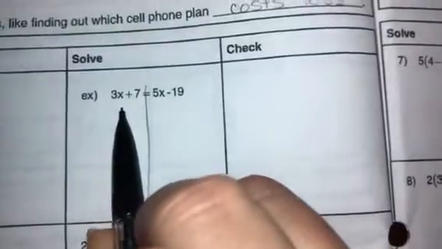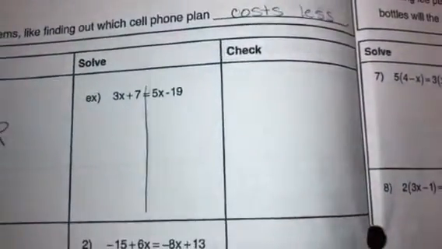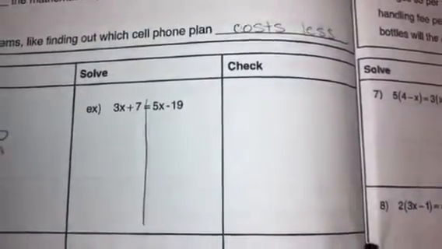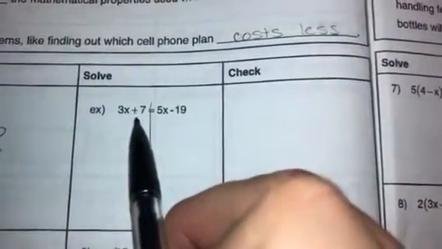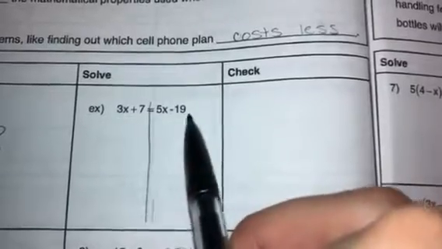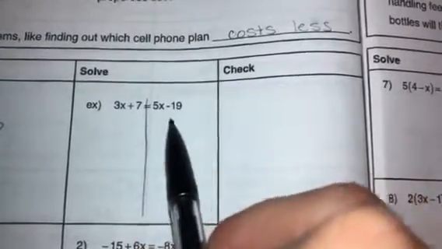And so I'm going to draw my line, and I'm going to look on each side to see if there's any distribution or combining like terms that could occur. And so I'm looking on the side on the left, says 3x plus 7. And there's no parentheses, there's no like terms, so I know that one's already simplified. On the right-hand side, 5x minus 19. Again, it's already simplified. No parentheses, no distribution, no combining like terms.